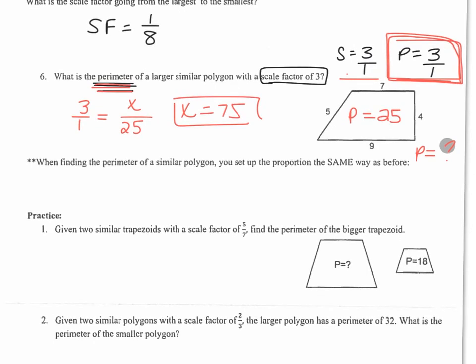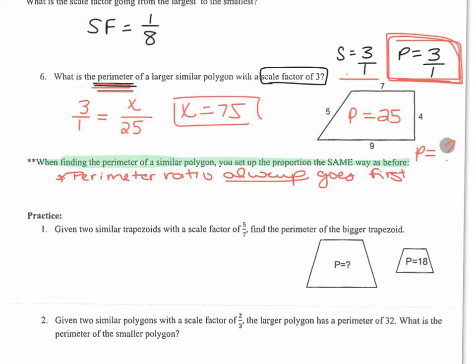Notice here, we kind of jumped the gun, but that's all right. It says, when finding the perimeter of a similar polygon, you set up the proportion the same way as before. You would set it up with the perimeter ratio always going first. And then I would also set up big number relates to big shape.